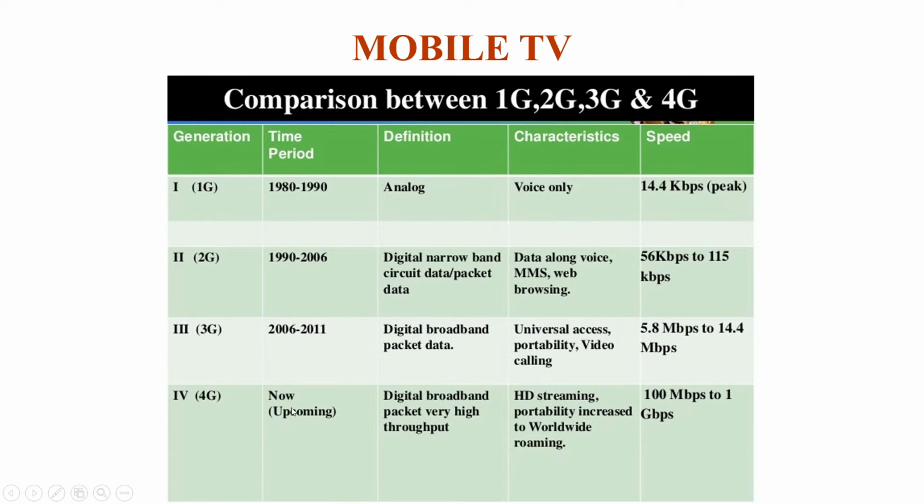Okay, now or upcoming generations, they can say. Digital broadband packet with high throughput, HD streaming is possible, portability increased to worldwide roaming, and the speed is from 100 megabits per second to 1 gigabit per second. So these are the differences between the first, second, third and fourth generations.